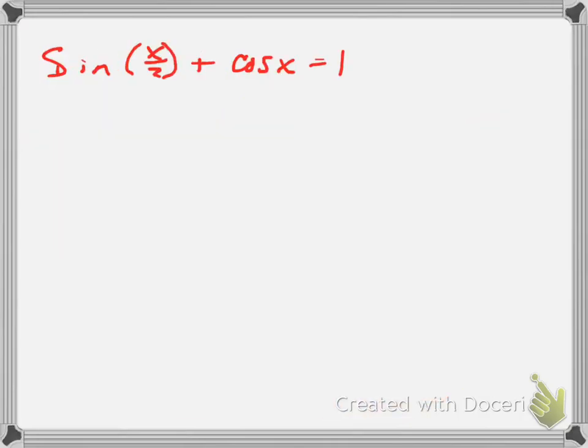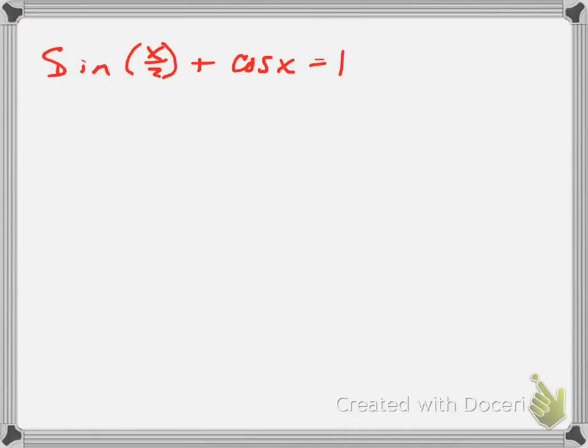Sine of x over 2 plus cosine of x equals 1. Awful mess. It's got two trig functions. It's got two different angles. It's just an absolute travesty. So we have to find some way to get one trig function and one angle. Does anybody have a suggestion at all?